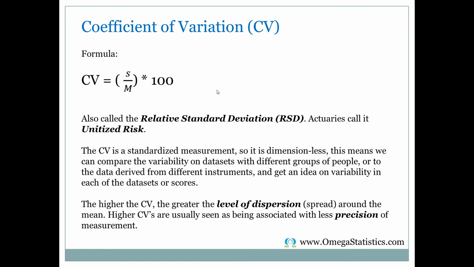Okay, and as I mentioned, the higher the CV, the greater the level of dispersion and that spread around the mean. Higher CVs are usually seen as being associated with less precision of measurement. And if you think about it that way, if you have quite a few scores on a test and they're all bunched together around the mean very closely, you're going to get more precision on your estimates because you don't have that wide standard error or standard deviation, causing your computations to become wide.